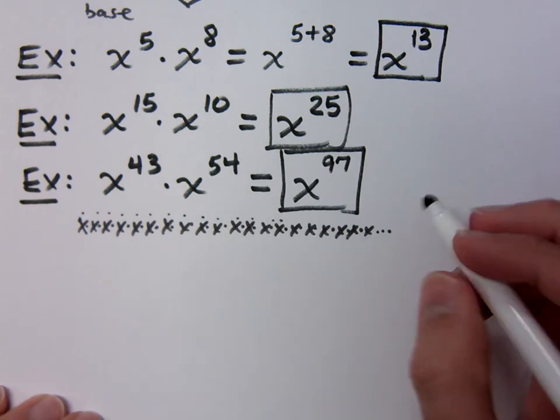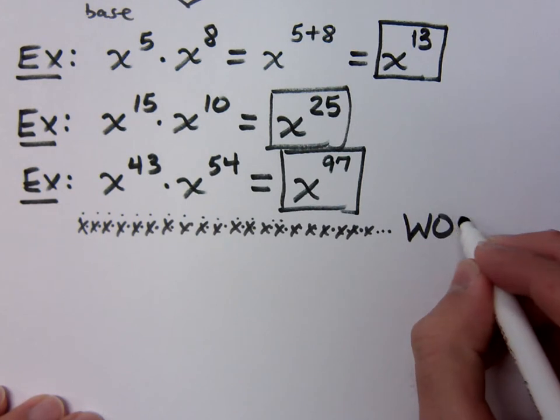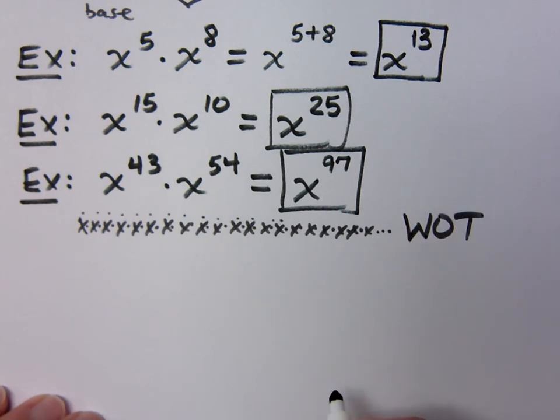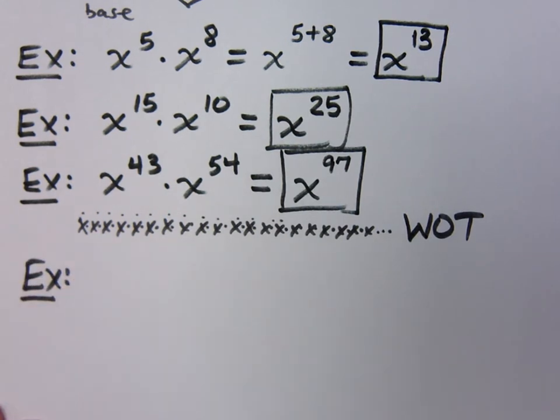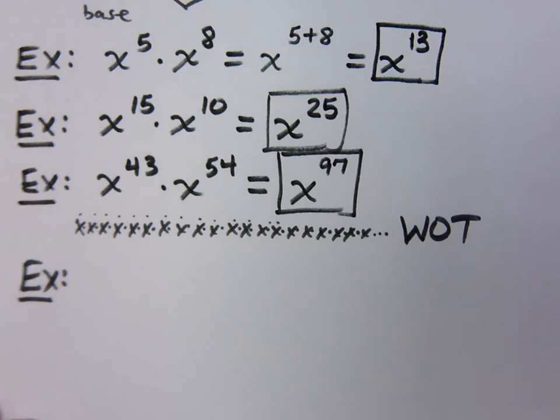This is what we call what? Waste of time. I don't even know what to do. Don't do that. You know what? I will not count off. I'll just give you something like x to the 430th times x to the 1972nd. That's horrible that someone would do that on a test.